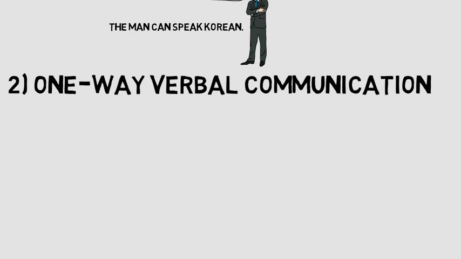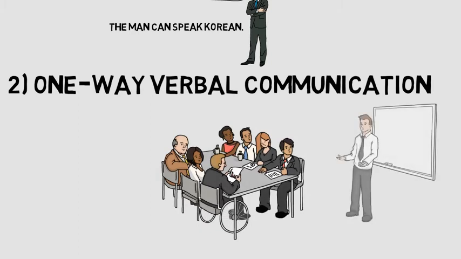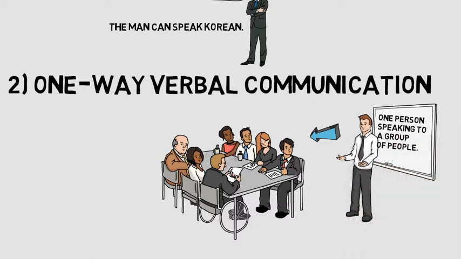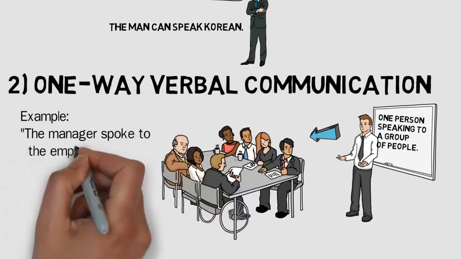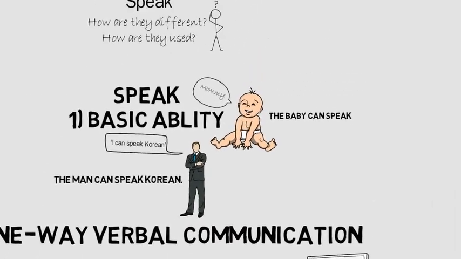The second way we use speak is in one-way verbal communication. Now, usually, not always, but usually, this is one person speaking to a group of people who are listening, right? So that one person is speaking to a group of people. Often we use speak. For example, the manager spoke to the employees.